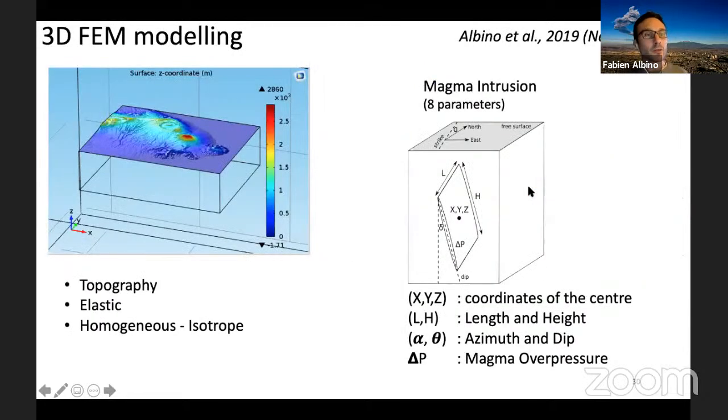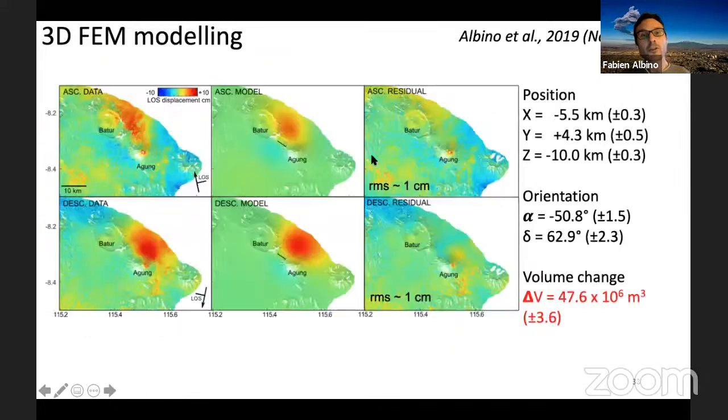So now that we have this ground deformation signal, of course, the idea is to better understand the mechanism and the source of the deformation. So we use finite element modeling, 3D finite element modeling that considers the topography. The medium is elastic, homogeneous, and isotropic. We test different geometries for the source, but the best source we had during the inversion is a magma intrusion with 8 parameters. And I show you here the results.